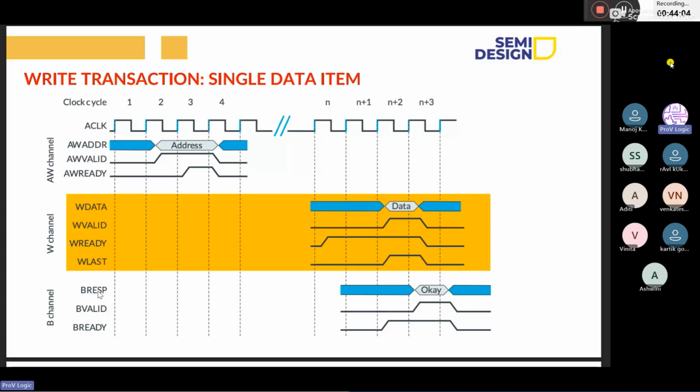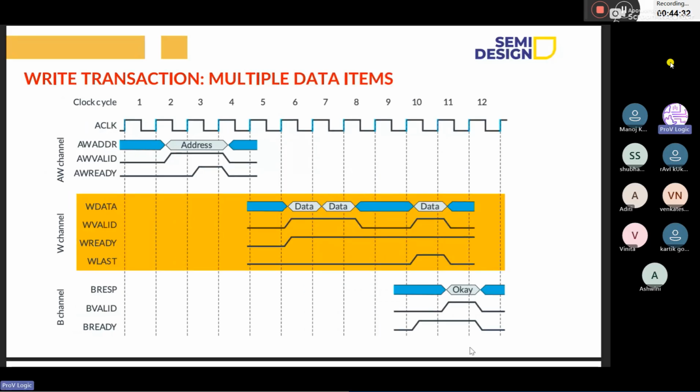But in AXI, we have a separate channel to get the response, and everything is done in parallel. In the B channel, the response channel, we have the response signal. We got the OK response. In response we have two types, OK response and error response. Whenever we get the OK response, valid is high and ready must be high. Like that, multiple data items; we are transferring multiple data beats in one transaction.